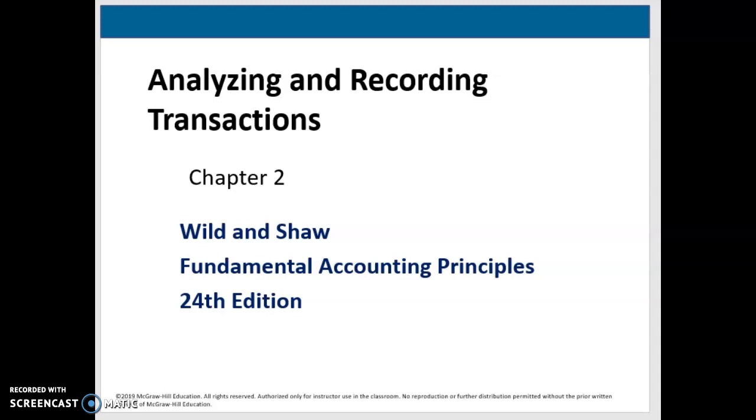All right, we're going to be looking at Chapter 2, Analyzing and Recording Transactions. So again, like we've said before, Chapter 2 builds from Chapter 1. So don't forget what we've learned in Chapter 1 where we're analyzing those transactions. Remember that we have 2 accounts at least for every transaction. So let's get into a further dive for Chapter 2.